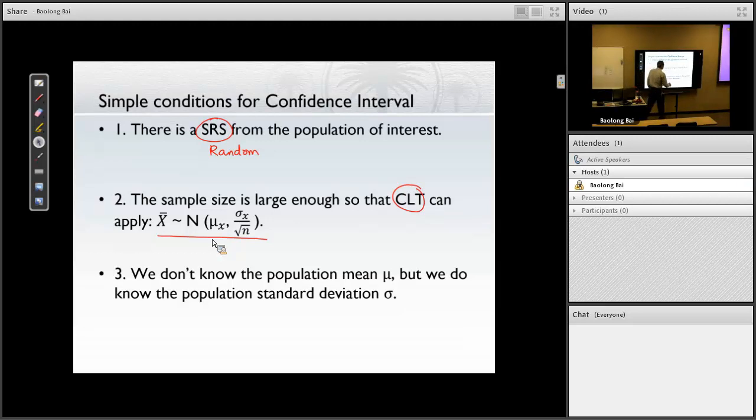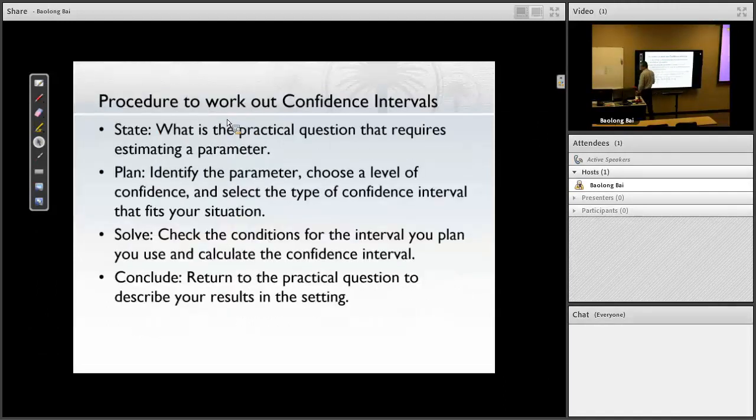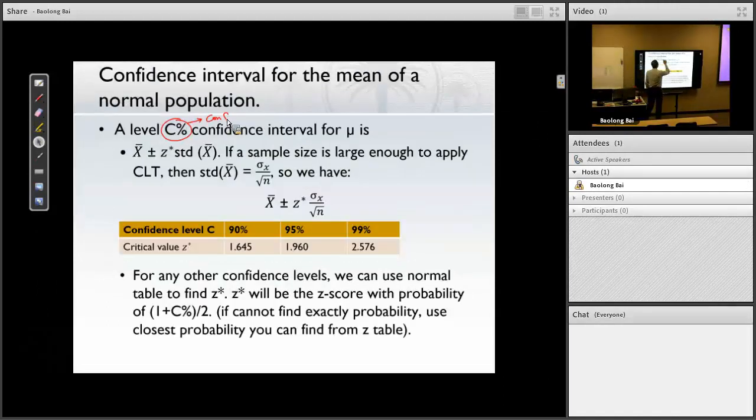And lastly, we're trying to estimate the population mean. We don't know what it is, but at the same time, we do need to know the population standard deviation sigma. So the population standard deviation sigma has to be given to us. Then we can do a Z confidence interval. So how do I do a Z confidence interval? All confidence intervals will have a confidence level associated with it. Confidence level.